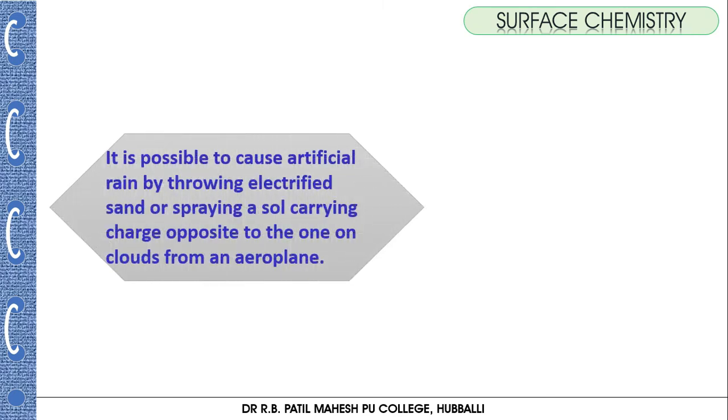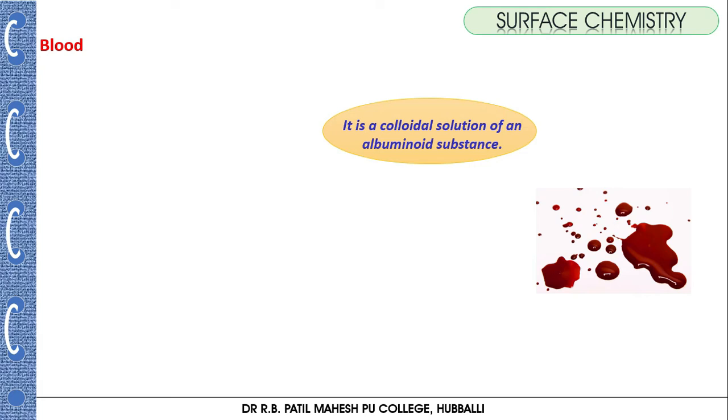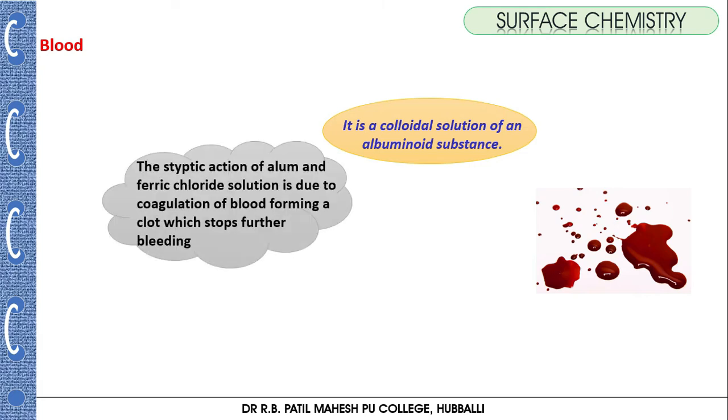It is possible to cause artificial rain by throwing electrified sand or spraying a sol carrying charge opposite to that on clouds from an aeroplane. Blood. It is a colloidal solution of an albuminoid substance. The septic action of alum and ferric chloride solution is due to coagulation of blood forming a clot which stops further bleeding. Milk, butter, ice creams, these are some more colloidal systems that we come across in our daily life.